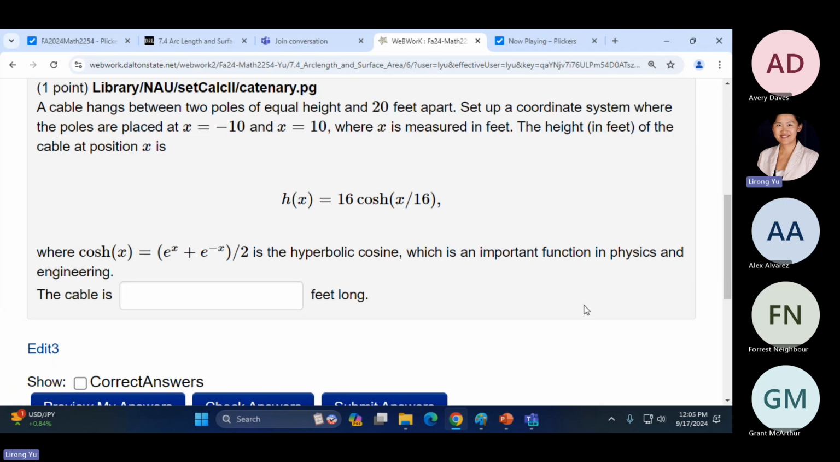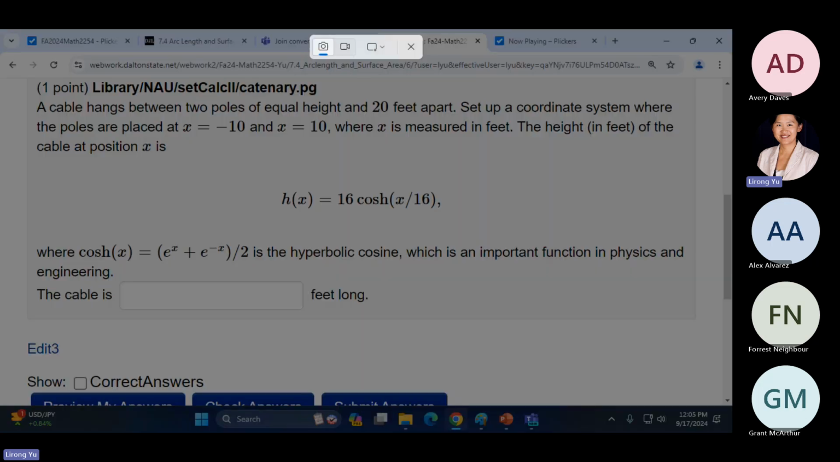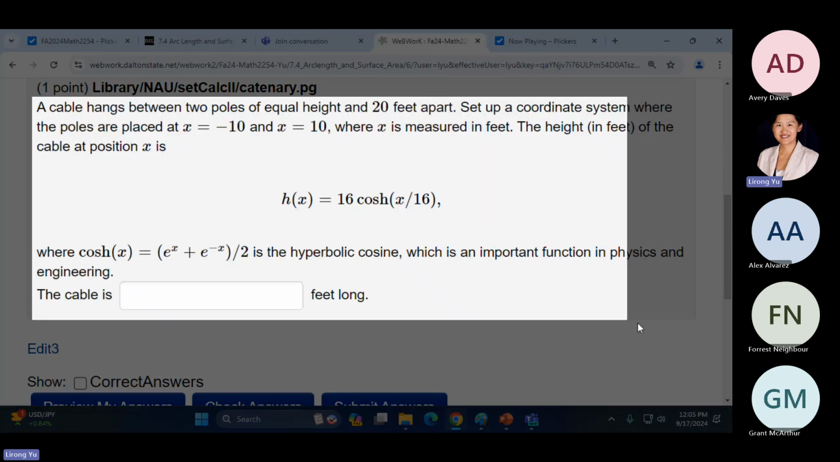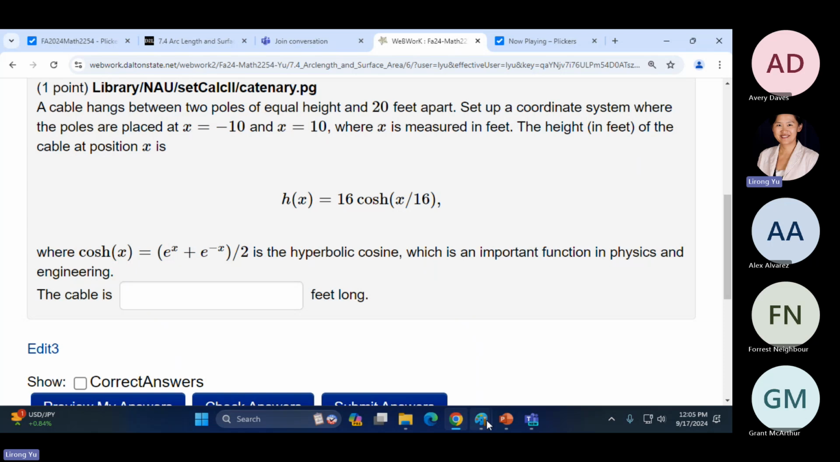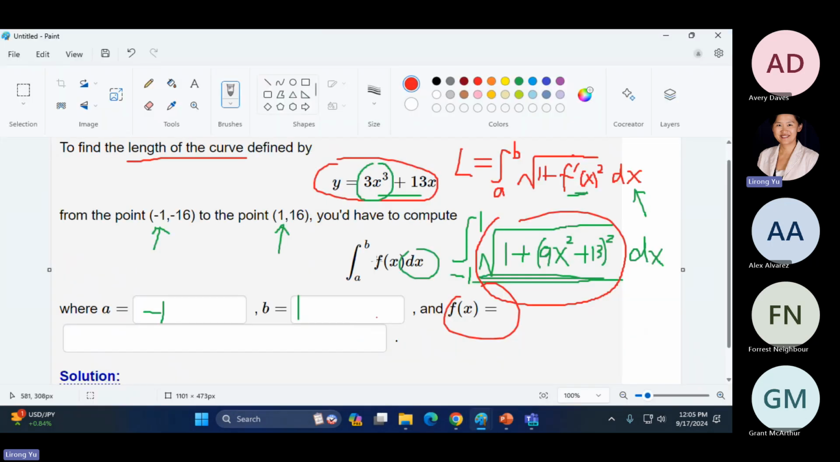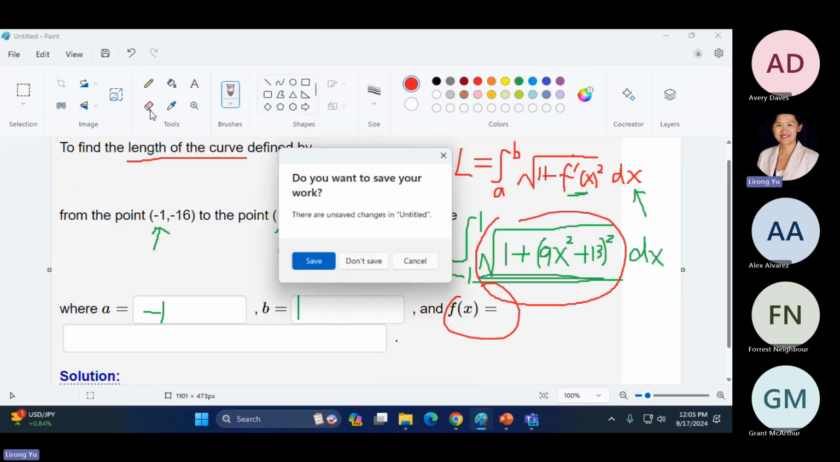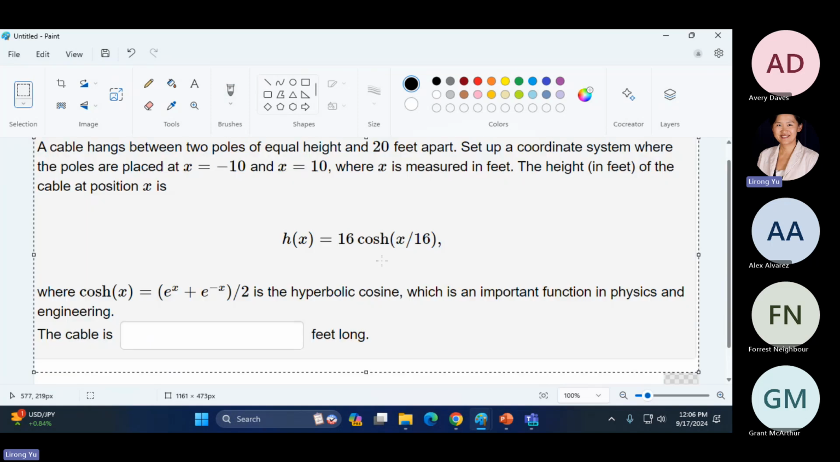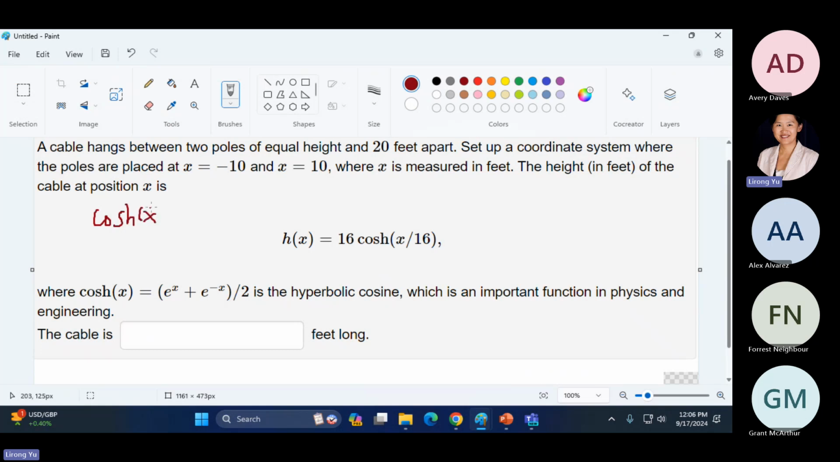Yeah, right. I'm trying to think of the shape of it in my head. Hyperbolic sine and cosine have interesting behavior. The reason we're using it to model the height of the cable is because it has symmetry, right? So if you think of this function, cosh of x is equal to e to the x plus e to the negative x.